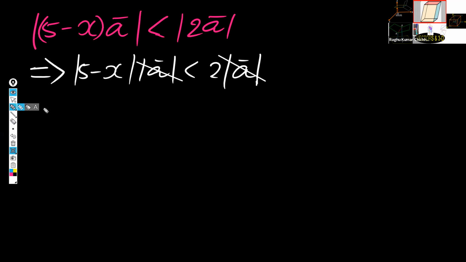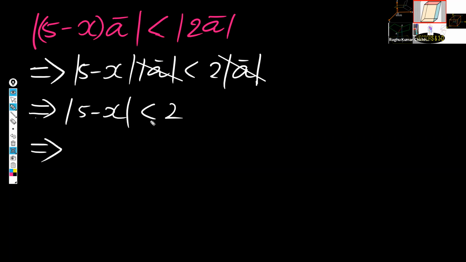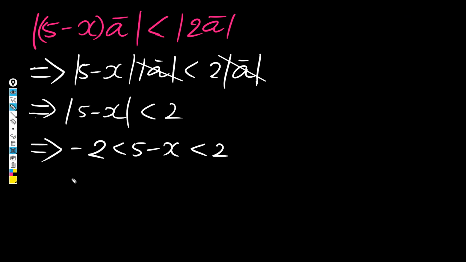Can you tell me what happens now? Modulus of phi minus x less than 2. This is what you have got. What is the meaning of it? When you want to eliminate the modulus, and less than 2 is there, that means your phi minus x must lie between minus 2 and plus 2. Understand that. Very important point, both of you.